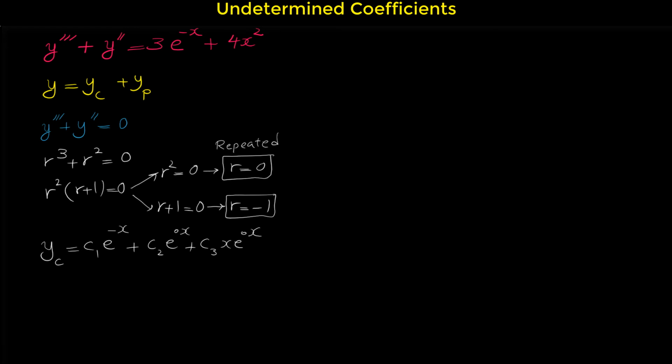which if we simplify, we can write our complementary solution as c sub 1 e to the negative x plus c sub 2 plus c sub 3 x. E to the 0 is 1 times c sub 2 is c sub 2, and this is 1 again, so we can write this term in this form. Now that we have our complementary solution, we can write the general form of our particular solution.